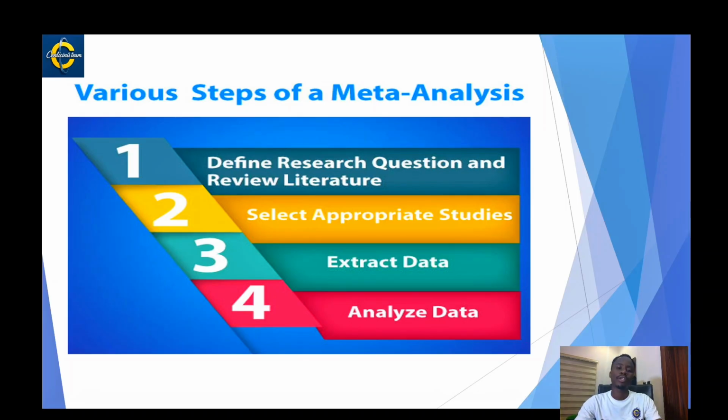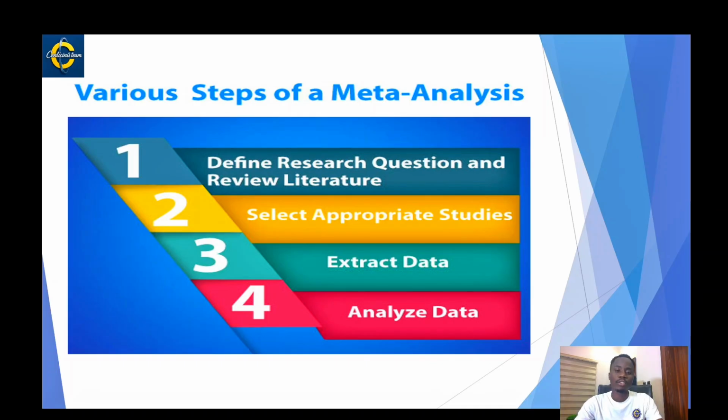You need to actually identify a question, probably what is the risk of maybe breast cancer among women. You want to try and get the pooled risk, right? Now that's a clear question. So you need to refine it to the model. The same thing you're going to do for a systematic review. You probably have to select the appropriate studies.